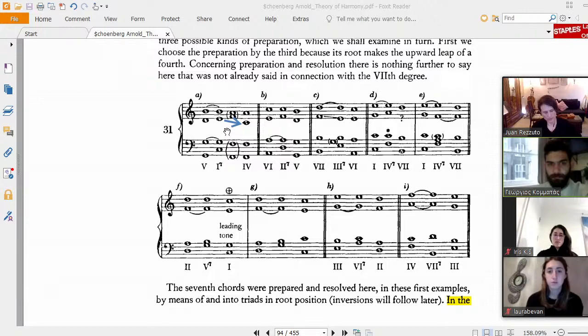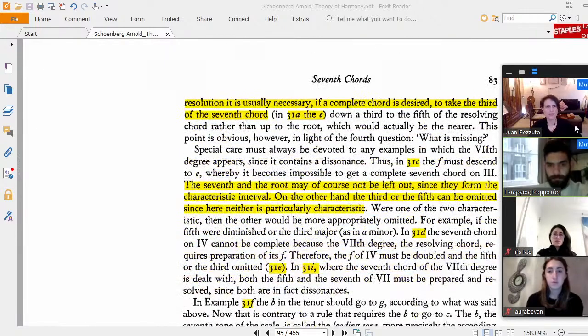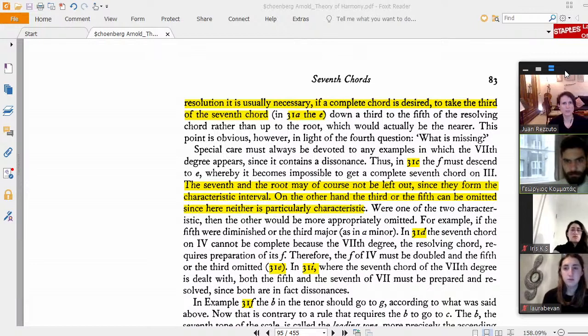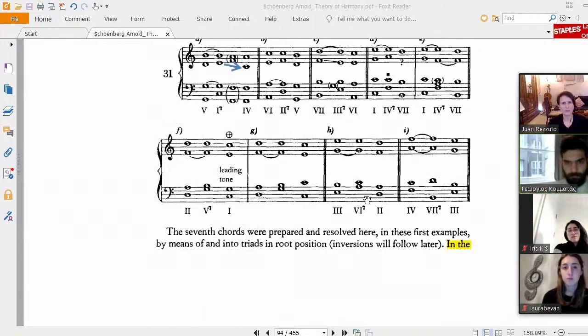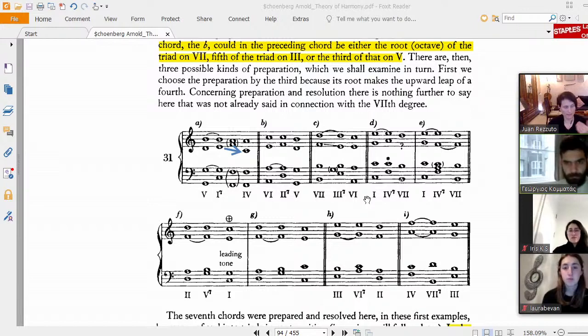And let me see if I can, the third, I don't want to take your eyes from the examples, that's why I have the book here. I prefer you to see the examples here, and I talk about them because each one has a specific thing to deal with. Thus, in 31C, you're looking at it, the F must descend to E, whereby it becomes impossible to get a complete seventh chord on the third.